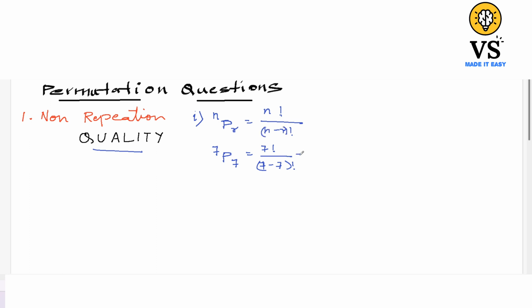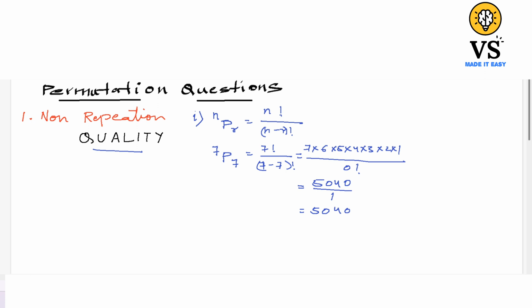So what is the 7 factorial value? Factorial means reducing the number till 1. It means 7 into 6 into 5 into 4 into 3 into 2 into 1, divided by (7 minus 7), 0 factorial. 7 factorial is 5040, and 0 factorial is 1. So my answer is 5040. It means in 5040 ways we can arrange the letters of the word quality.